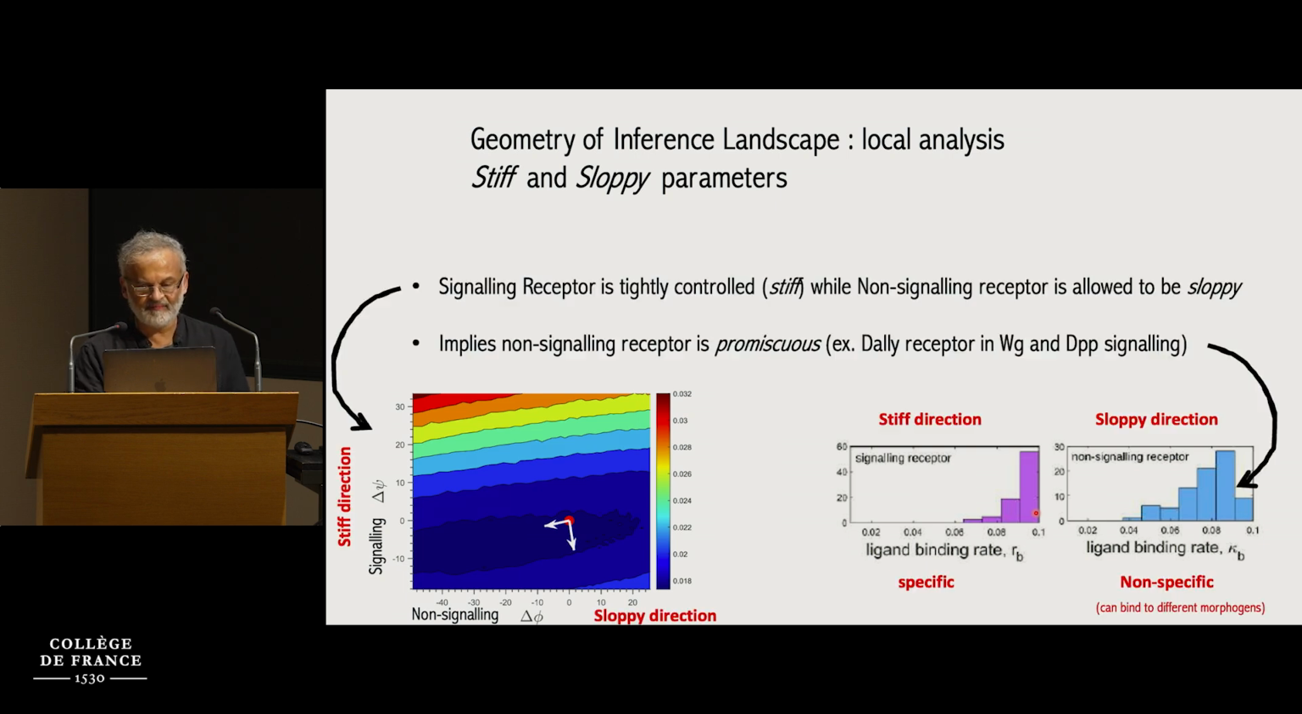So in other words, the signaling receptor is specific, and variations of the properties of the signaling receptor reflect a stiff direction. The non-signaling receptor is non-specific, is promiscuous. It can bind to many different morphogens, and variations of its characteristics are very sloppy.